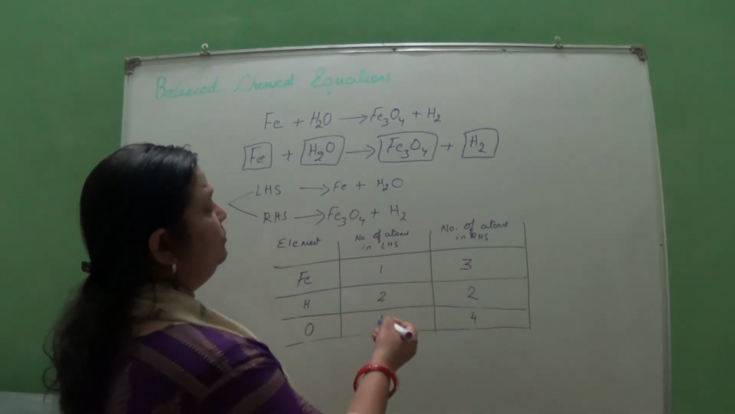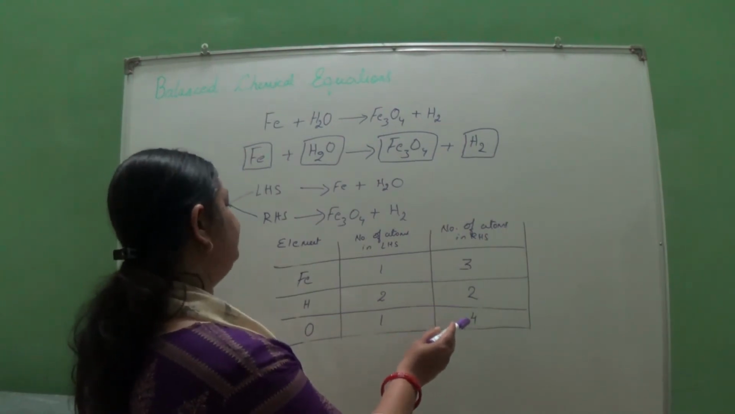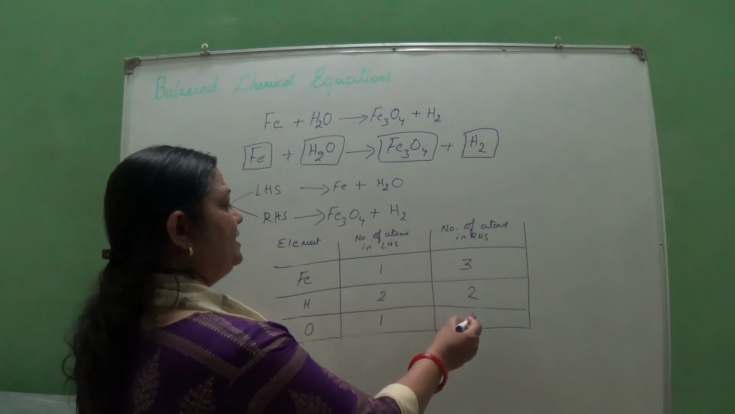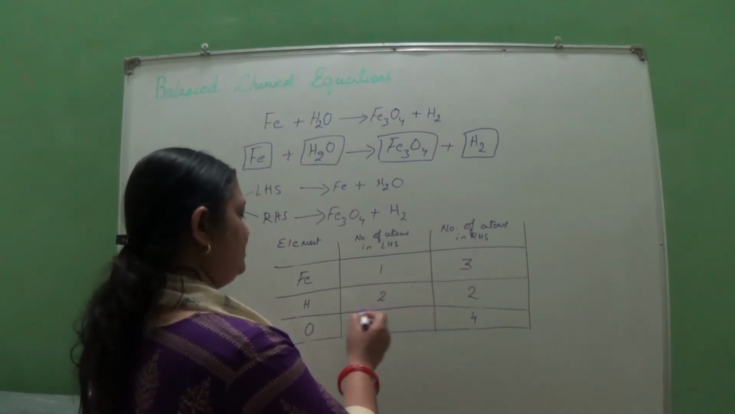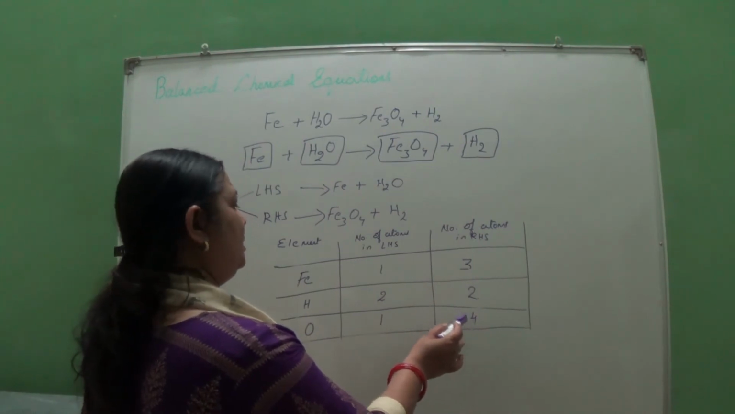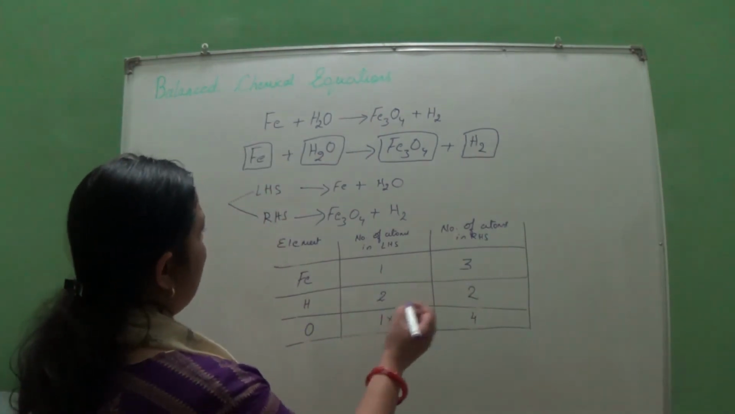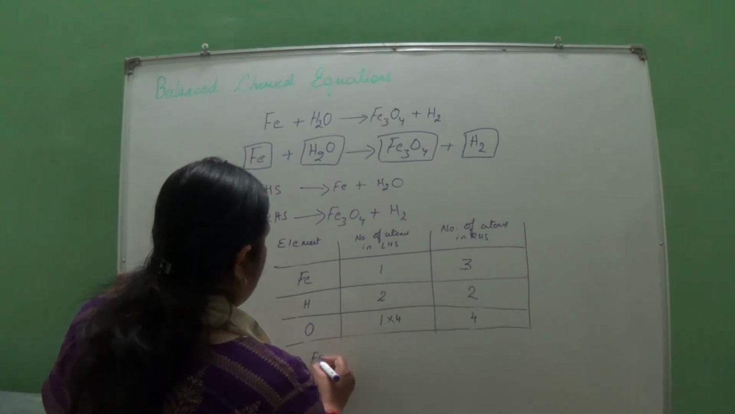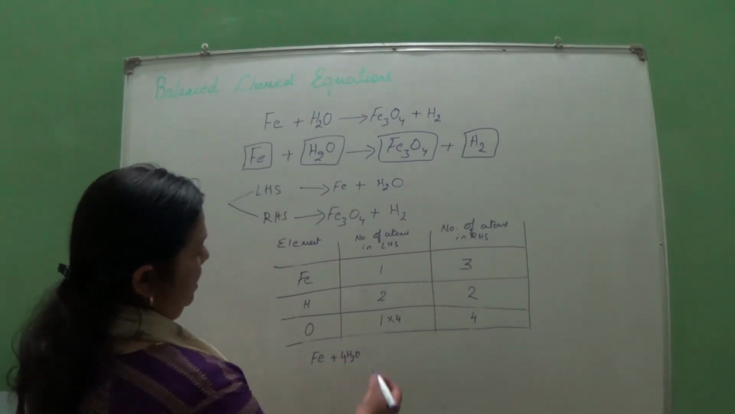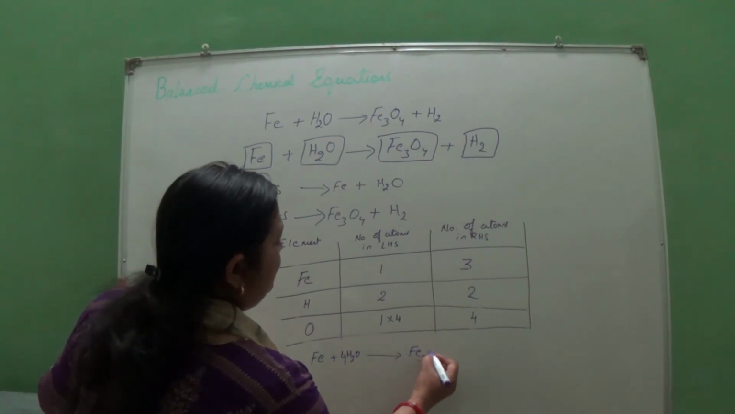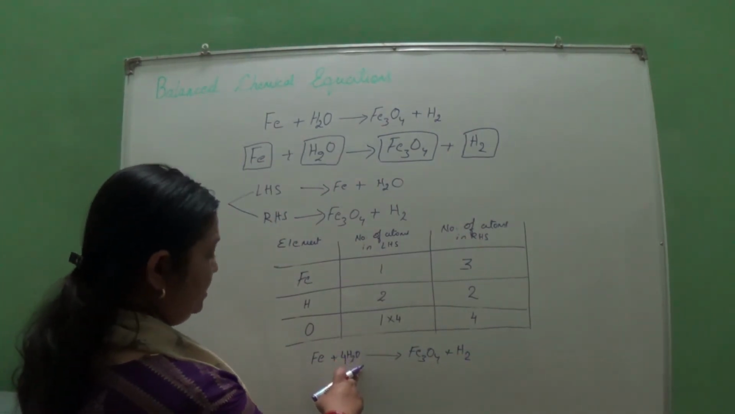So now what to do, which should be balanced first. We have to see which element is present in the maximum number, we have to balance it first. So here we are seeing oxygen which is 4 in number and this is the maximum number of atoms. So we will be starting with oxygen. In order to make oxygen 4 on the left hand side also, we will be multiplying it with 4. Now let us try to write the reaction. It becomes Fe plus H2O. Here we have added 4, so we'll write 4, and we are getting Fe3O4 plus H2.